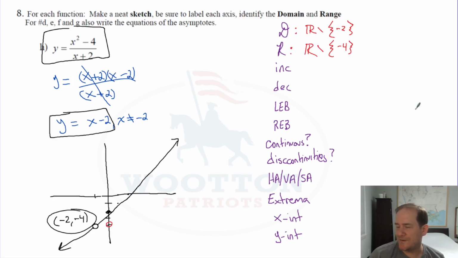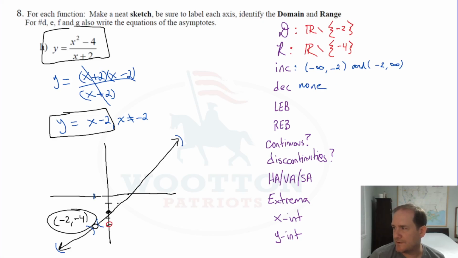We can see that this graph is increasing, but again, we do have to split this into two separate intervals. We have to go from negative infinity up to negative 2. Then we start again from negative 2 to infinity. So we give it as two separate intervals. And we never decrease.